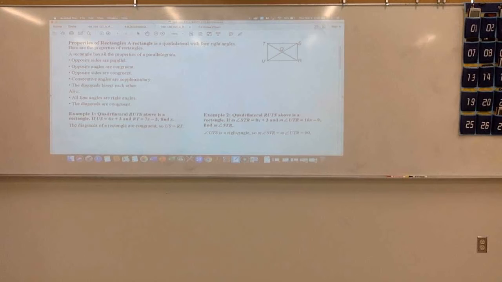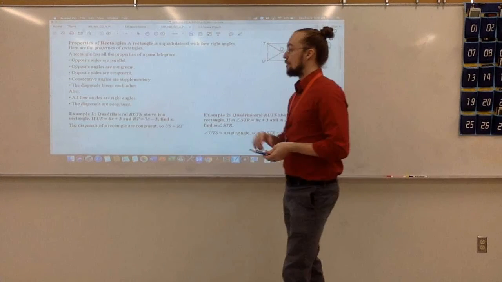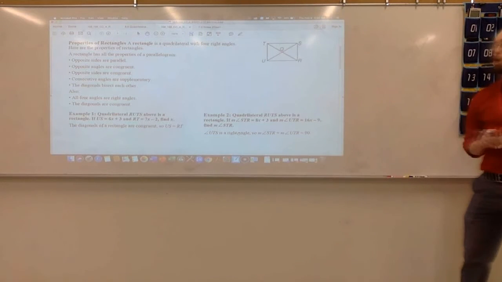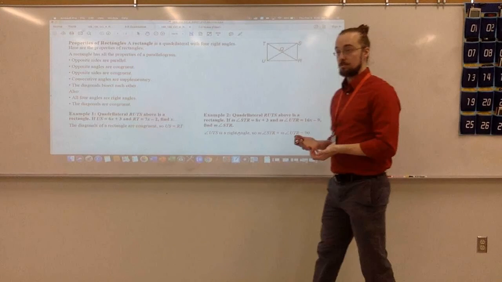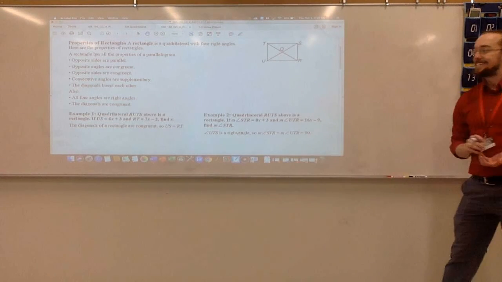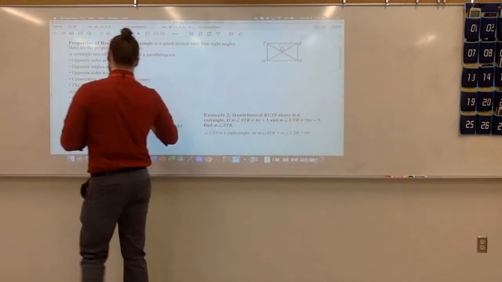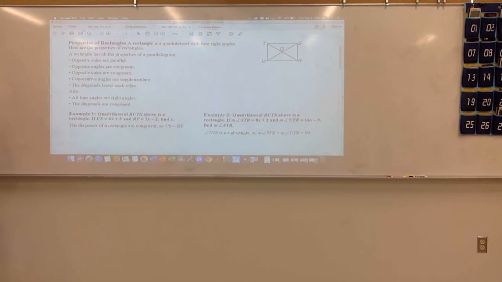So a rectangle has all of the properties that we've already talked about for a parallelogram. Opposite sides are parallel, opposite sides are congruent, opposite angles are congruent, consecutive angles add to 180, and the diagonals bisect each other. But then for a rectangle, we have two additional properties. The first additional property is that all four angles are 90 degrees. All four angles are right angles. And the second new property is that the diagonals are congruent. So we're going to use these properties to set up and solve some problems today.